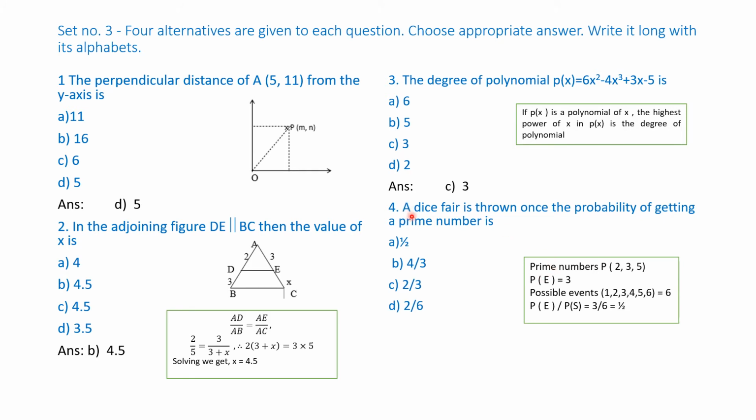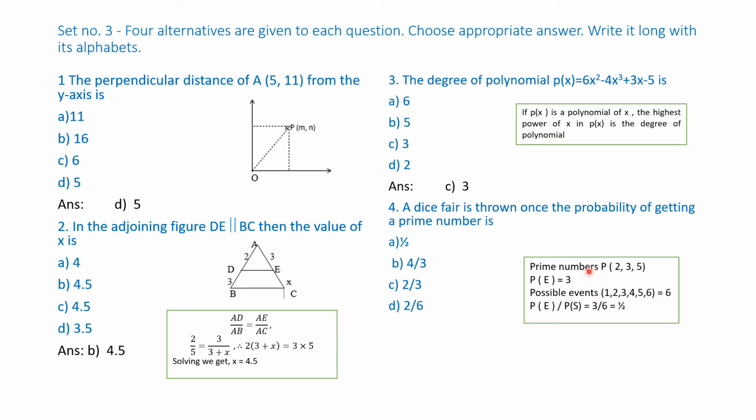Now he is asking, a dice is thrown once, what is the probability of getting a prime number? The possible outcomes of a dice are 1, 2, 3, 4, 5, 6. There are 6 numbers, so the total number of outcomes is 6.